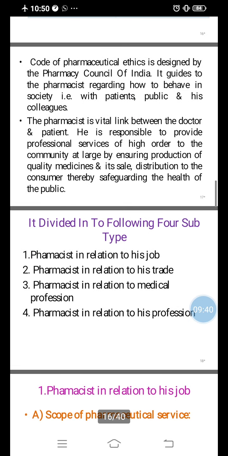The pharmacist is a vital link between doctor and patient. He is responsible to provide professional service of a high order to the community at large by ensuring production of quality medicine and its sale and distribution to the consumer, thereby safeguarding the health of the public.